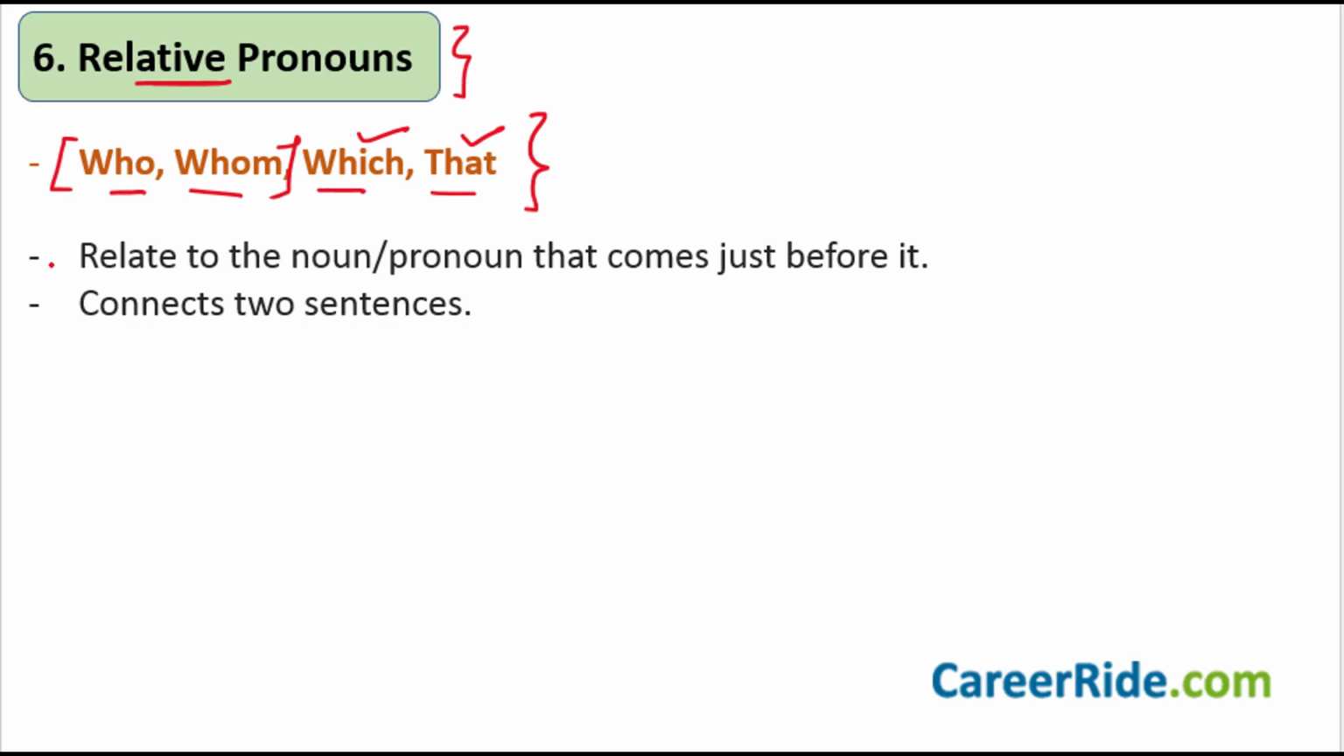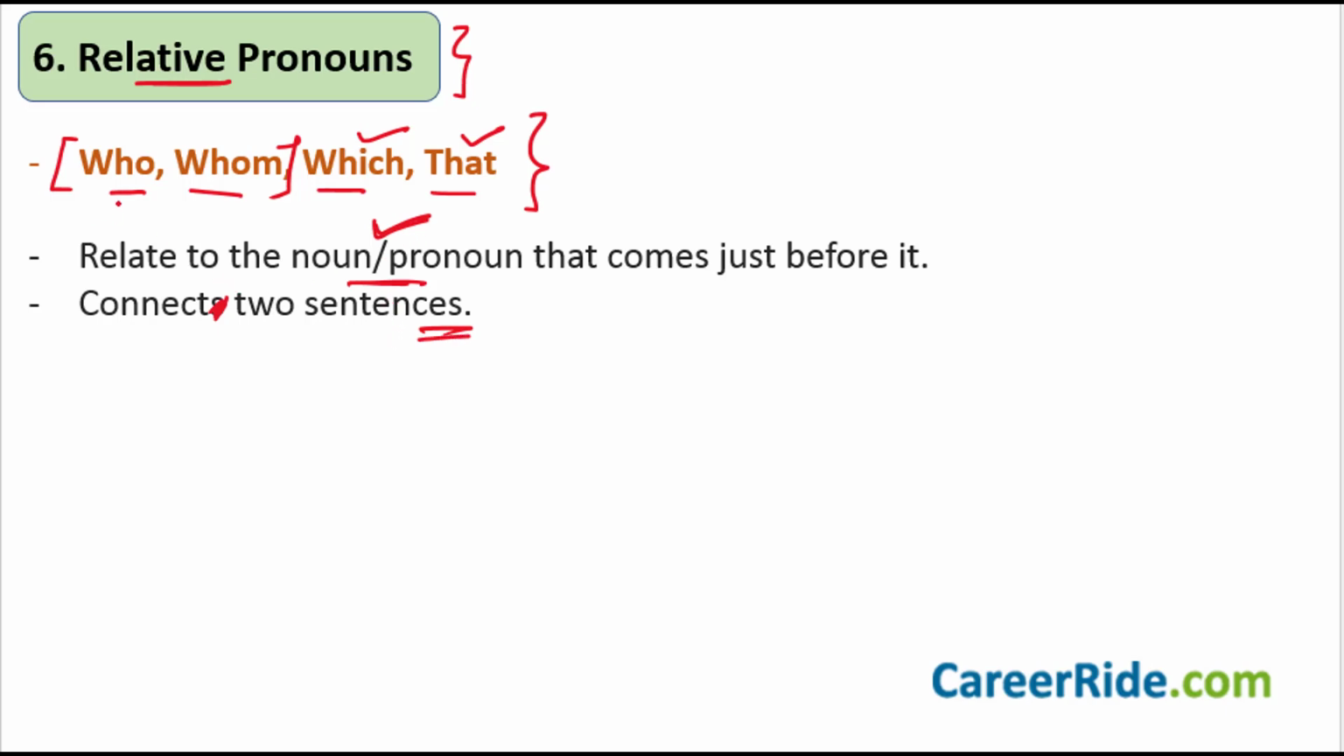Okay, the first thing to know here is, since we can see this is relative pronoun, it means that it relates to some noun or pronoun that comes just before it. It means it is trying to relate to some noun or pronoun. That is why it is called as relative pronoun. Okay. And another thing that's really important is that these pronouns, they are used to connect two sentences. What do they do? They connect two sentences. Okay. So that is what the relative pronouns are.